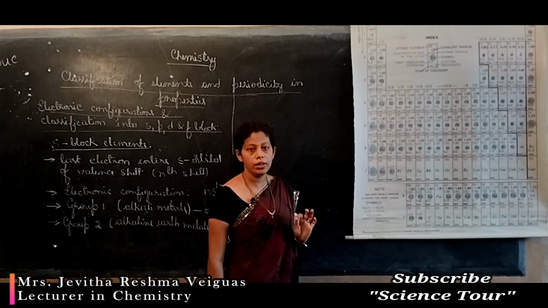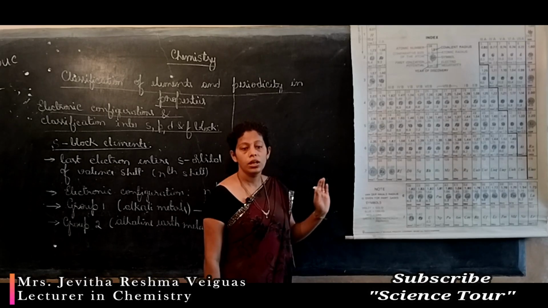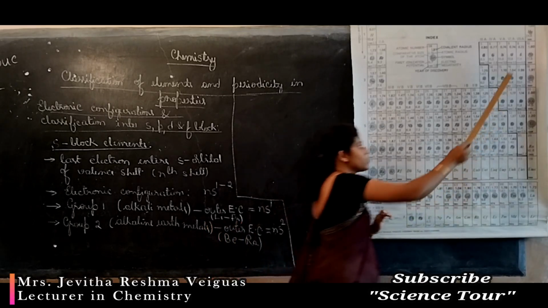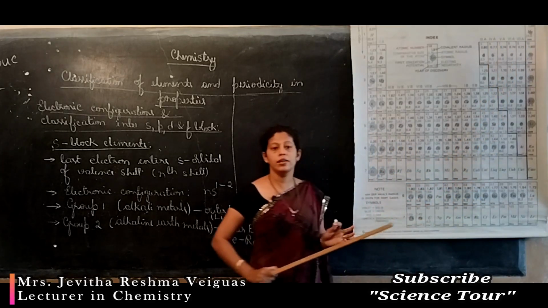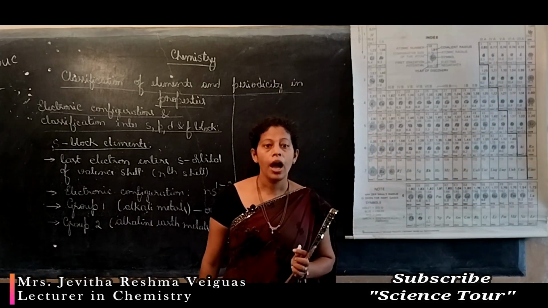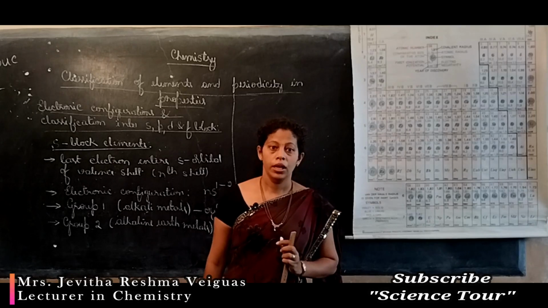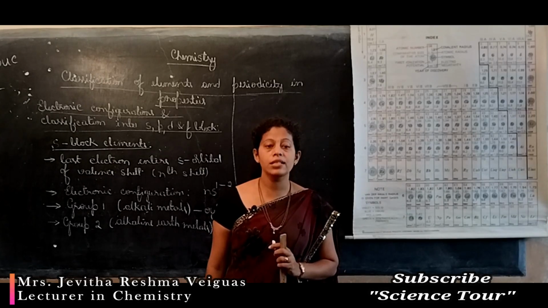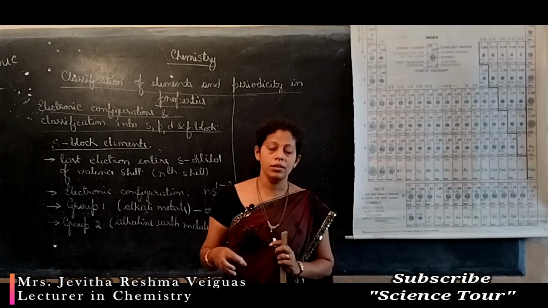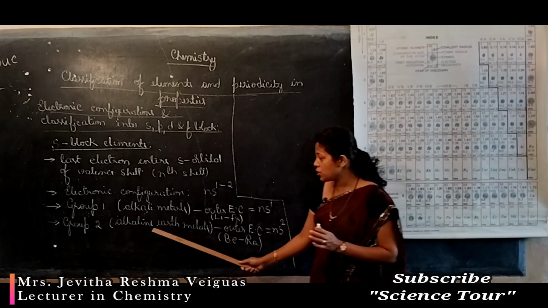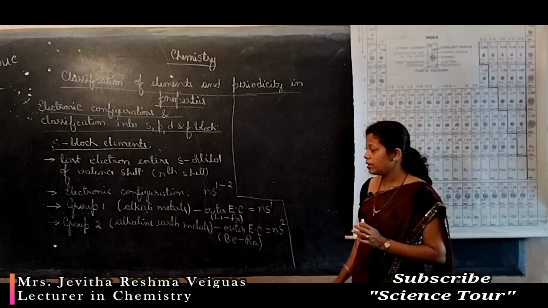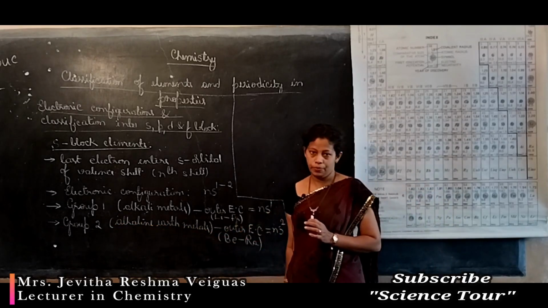Then one more element which has exception is helium. You can find it at the topmost position on right hand side. Helium atomic number is 2. Its electronic configuration is 1s2. Means their last electron enters s orbital. Therefore it has to be called as alkaline earth metal, or it should belong to group 2.